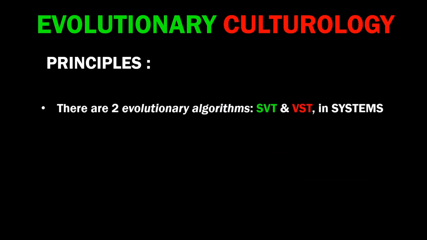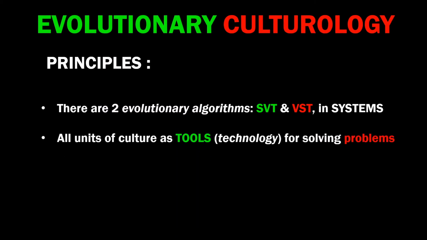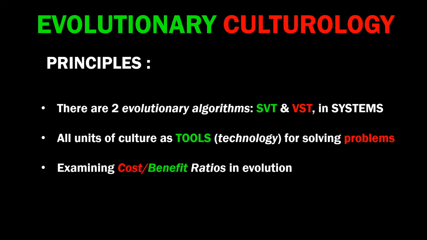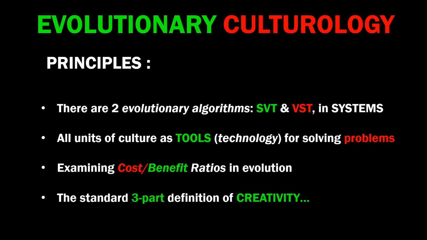There are 2 evolutionary algorithms: selection, variation, transmission, and then variation, selection, and transmission in systems. All units of culture are seen as tools or technology for solving problems. We also examine cost-benefit ratios in evolution, which is how biological evolution works over deep time as well. And we use the standard 3-part definition of creativity.